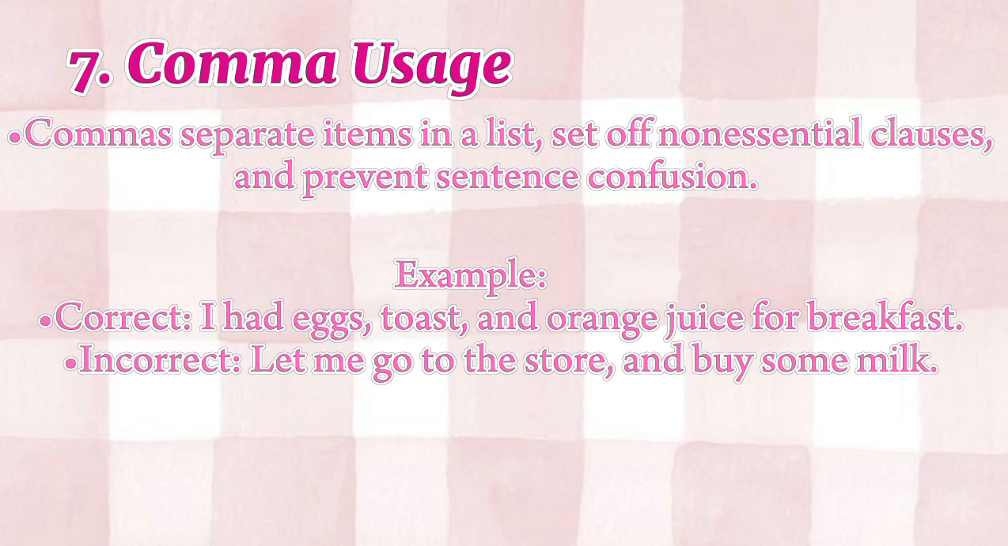The seventh rule is the comma usage. The comma usage is where the commas separate items in a list, set off non-essential clauses, and prevent sentence confusion. For example, the correct sentence is I had eggs, toast, and orange juice for breakfast. The incorrect sentence is let me go to the store and buy some milk.